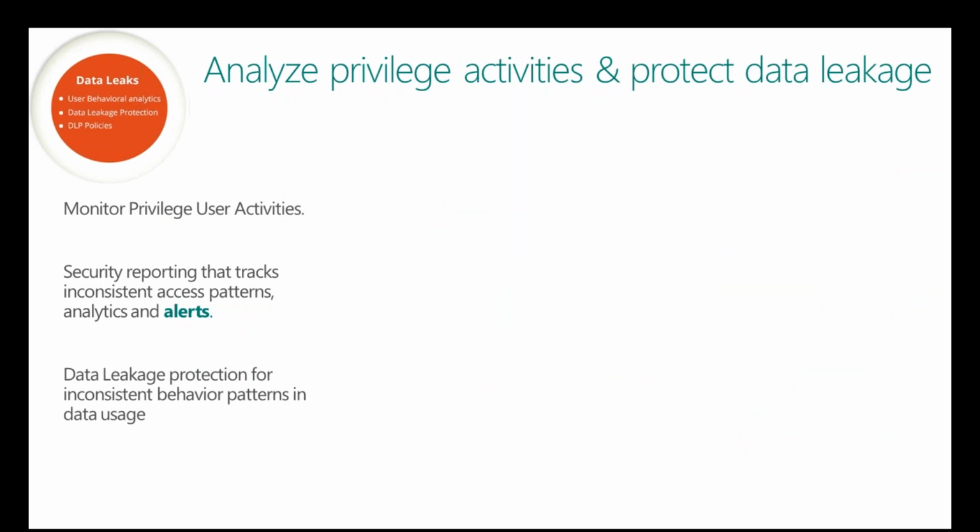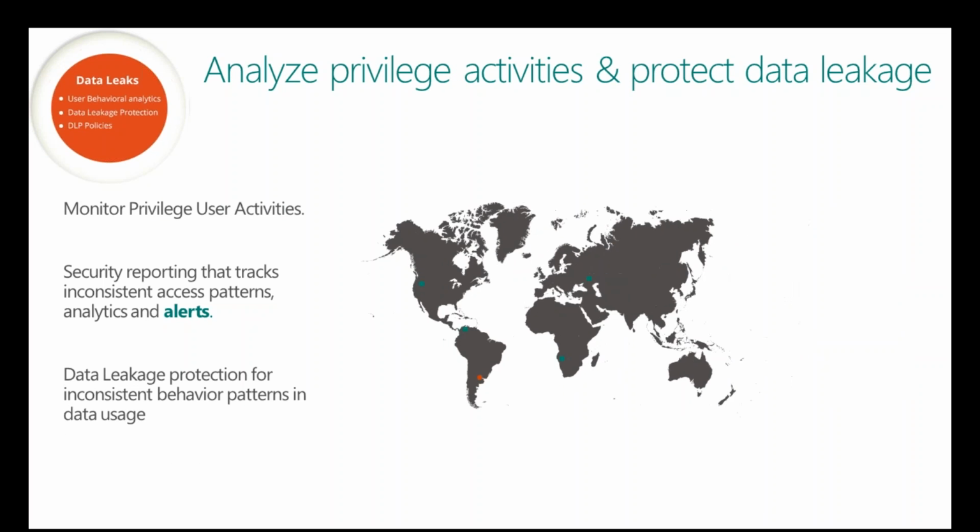The next module is the data leaks module, which has user and behavioral pattern analytics, as well as data leak protection and the policies for DLP. It basically monitors privileged user activities. Again, security reporting tracks any inconsistent patterns of access, analyzes them, and raises alerts and alarms. And there is data leakage protection for inconsistent behavior patterns in data usage.